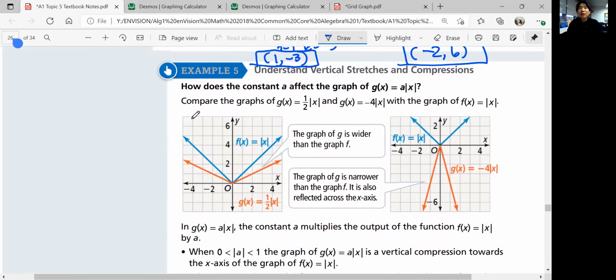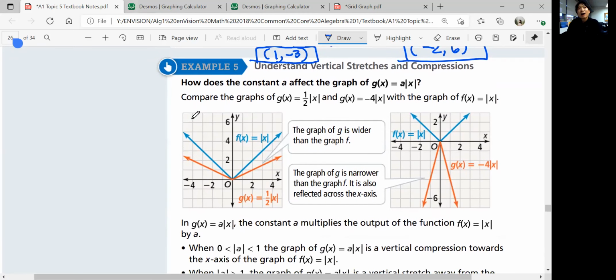Example 5, understanding vertical stretches and compressions. How does the constant a affect the graph of g(x) = a|x|? Now we're going to talk about stretches and compressions. If you multiply by a number, it's either going to be a stretch or a compression. It depends on how big the number is. Look at g(x) = 1/2|x| and -4|x|.